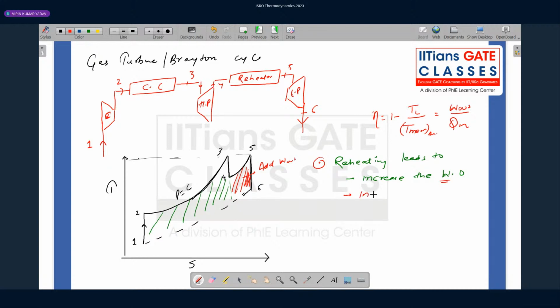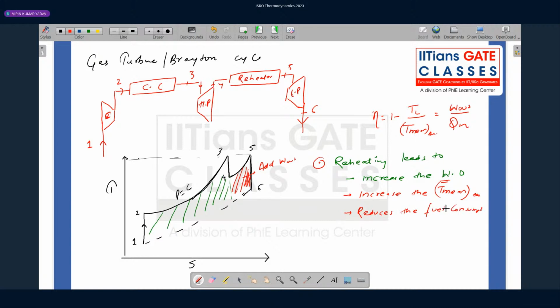Also, it increases the mean temperature of heat addition, and because the work output is more for a given amount of fuel, it reduces the fuel required, or fuel consumption.